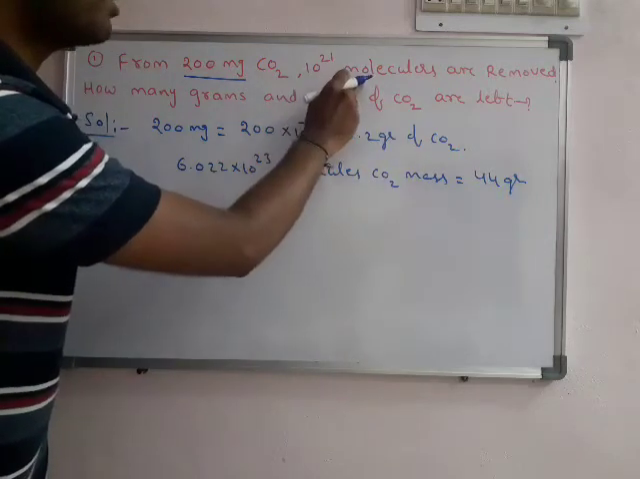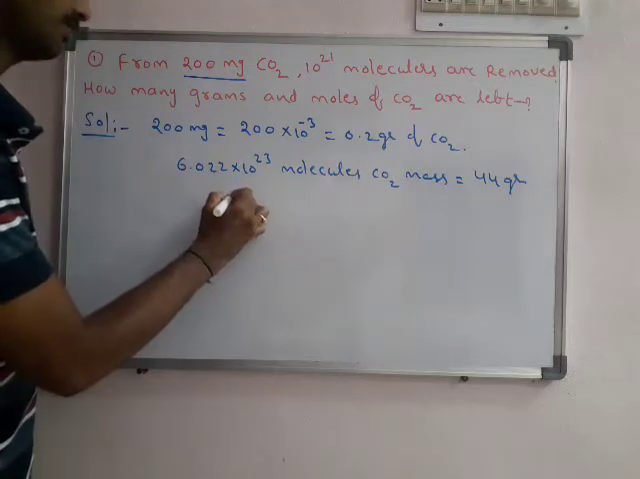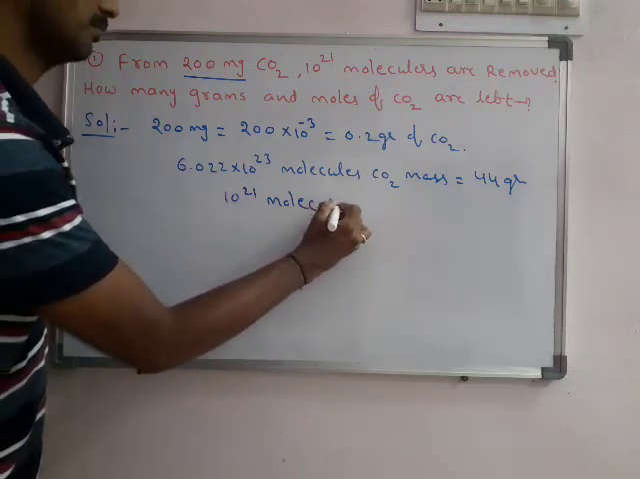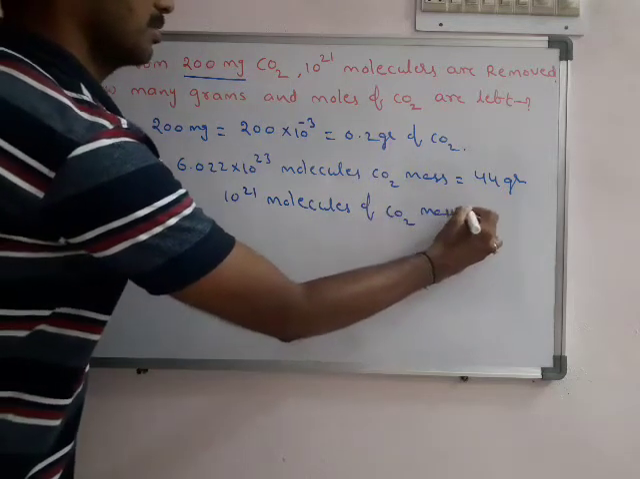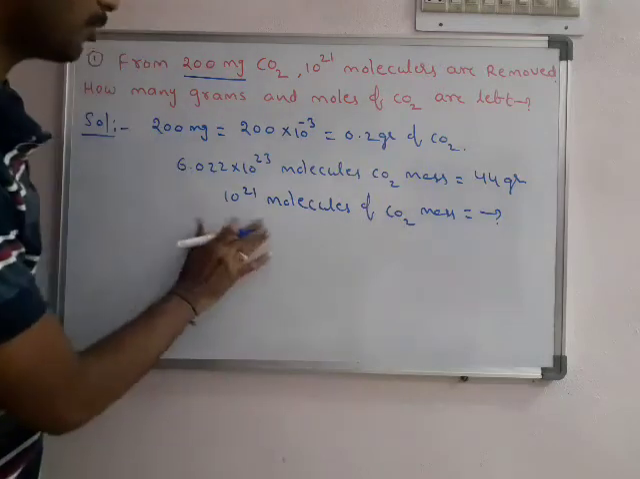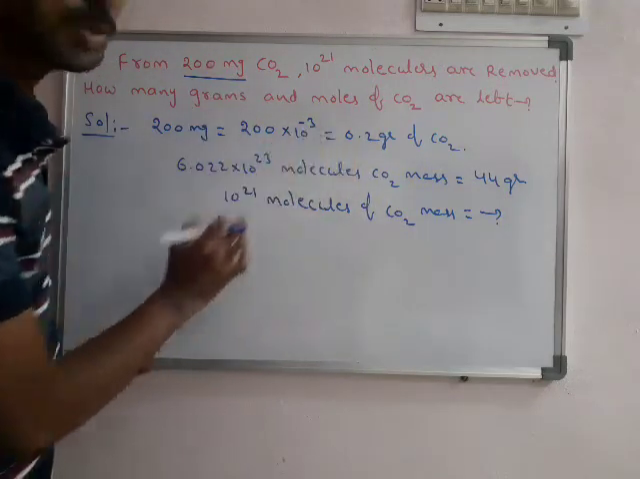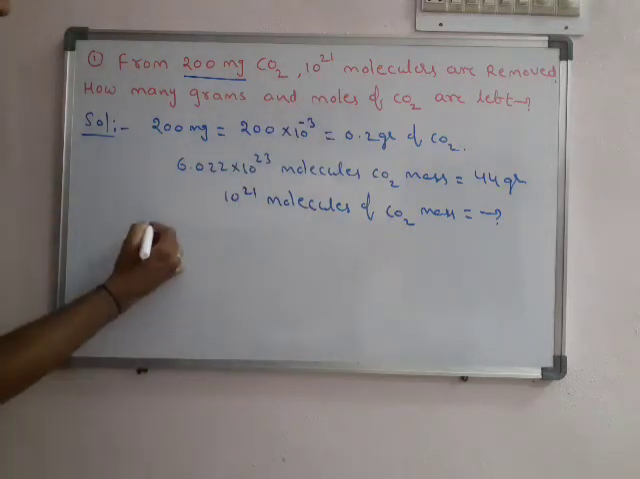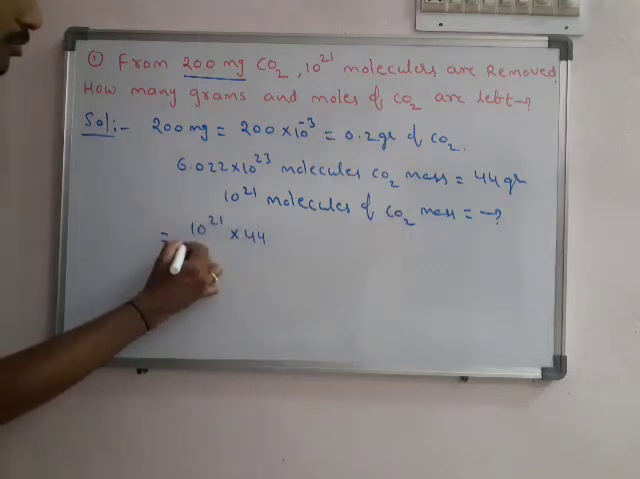ఇప్పుడు 10^21 molecules కి ఎంత మాస్ ఫైండ్ అవుట్ చేద్దాం. So 10^21 molecules of CO2, mass equal how much? ఎందుకంటే ఈ 10^21 molecules mass we need to remove from 0.2 grams. ఓకే, అంటే ఈ 10^21 molecules కి మనం మాస్ ఫైండ్ అవుట్ చేస్తున్నాం. That equals 10^21 into 44.